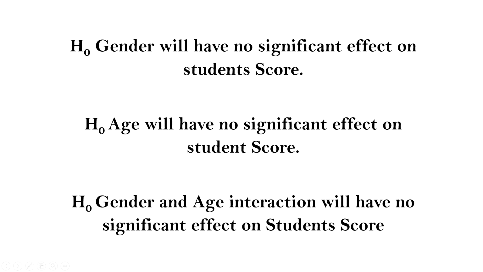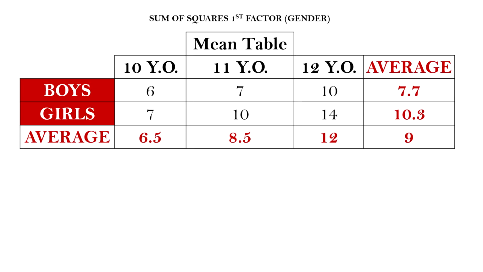Okay, so now we are done with establishing the hypotheses. Now we move on to the table to interpret the two-way ANOVA. First, we have to get the degrees of freedom of the sum of squares of the first factor, which is the gender. We have 2 genders here, which are boys and girls.